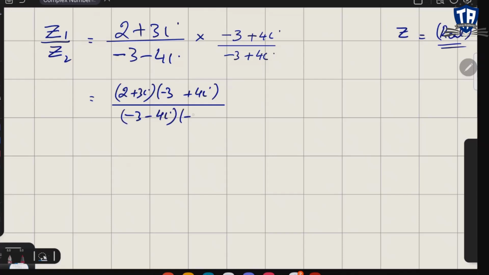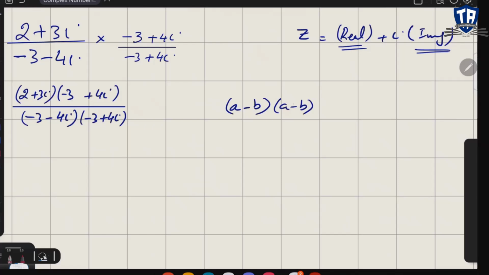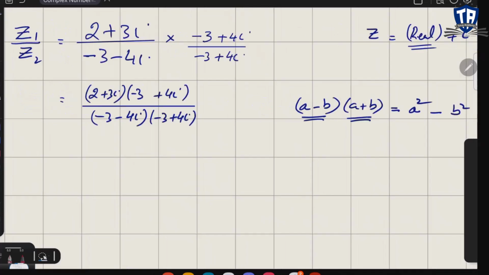In the denominator, you can simply open the bracket and simplify it, or you can also use this result from algebra where we have a minus b multiplied by a plus b, which means that one bracket is with negative sign, the other bracket is with positive sign. So we can write it as a square minus b square.